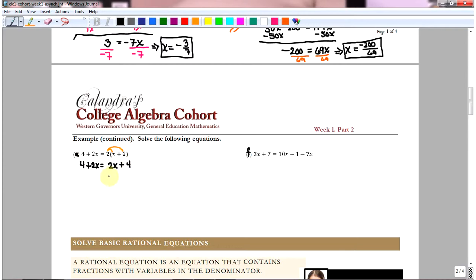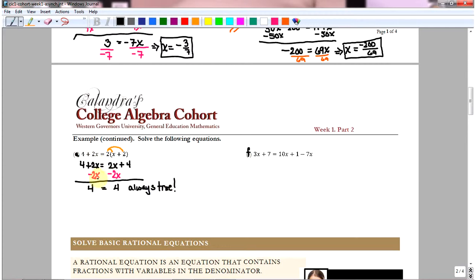Okay, well now, let's say that I want to get my variables to the left side. Well, we have a 2x on either side of our equation, so that means we're going to just subtract 2x from both sides. However, when we do that, notice we're left with 4 is equal to 4. There's no variable left to solve. Well, 4 equals 4 is always true, right? Whenever you have a number equal to itself, that's always going to be true.